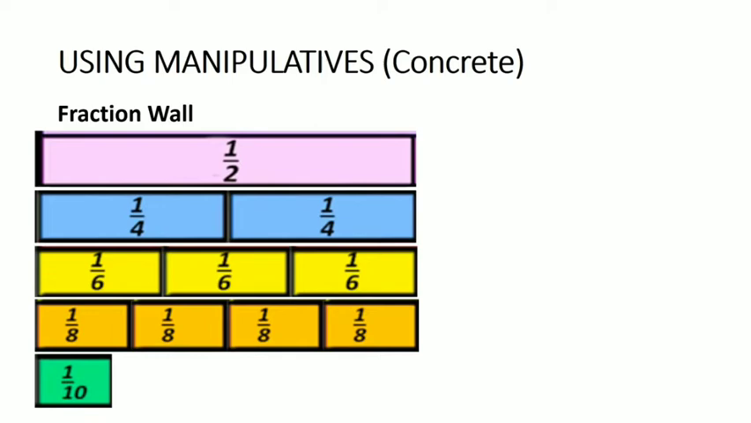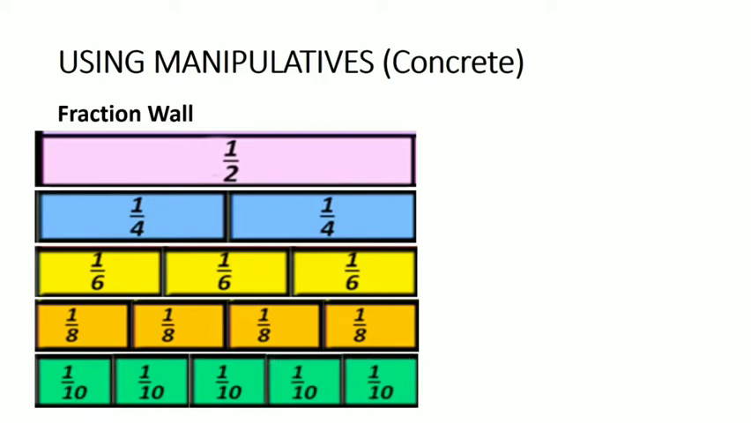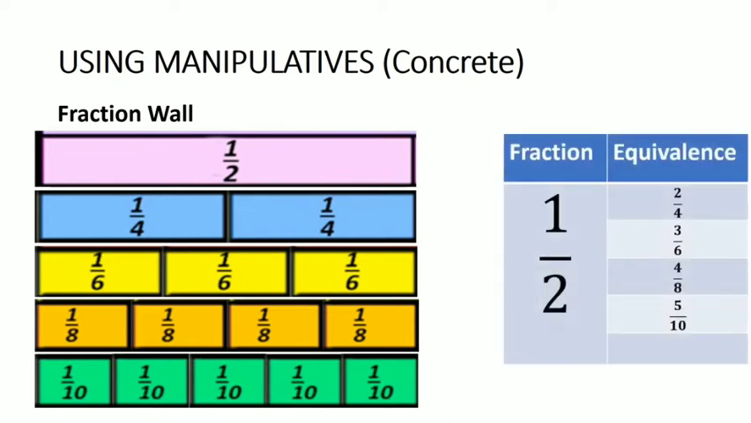What about 1/10? How many strips of 1/10 do you think would be equal to a half? Let's add another, and another, and another. Yes. You can see there are 5 strips of 1/10 that would be equal to a half. So we can conclude that 5/10 is equivalent to a half. In summary, we can say a half is equal to 2/4, 3/6, 4/8, or 5/10. All these fractions are equivalent to a half.